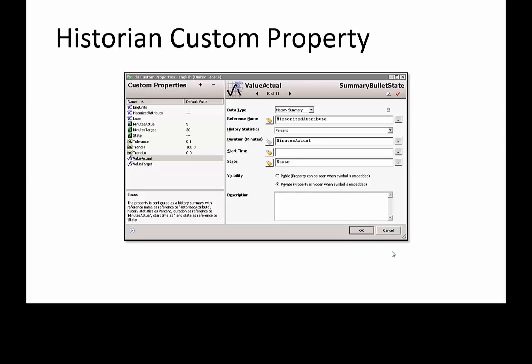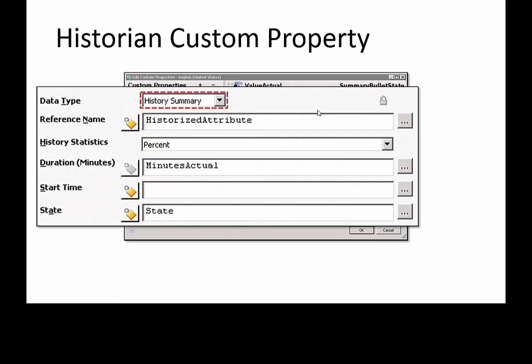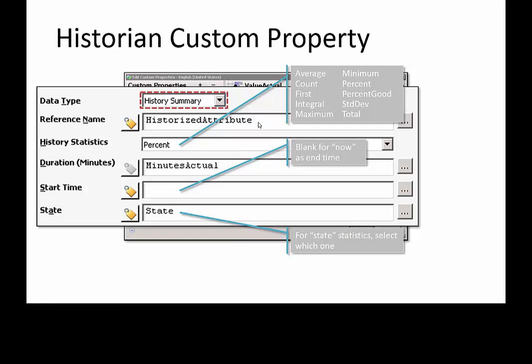So we have this new data type within custom properties called History Summary, and this is how we actually define these custom properties to be able to extract information from the database. We select the data type of History Summary, and then we give it a reference name. We point this to an attribute that's being historized. We point it to a different statistic calculation that we want to run on that, whether it's an average, an integral, a minimum, or a maximum. You choose your statistics. We give it the duration, how long we want to go back in time to be able to extract that information.